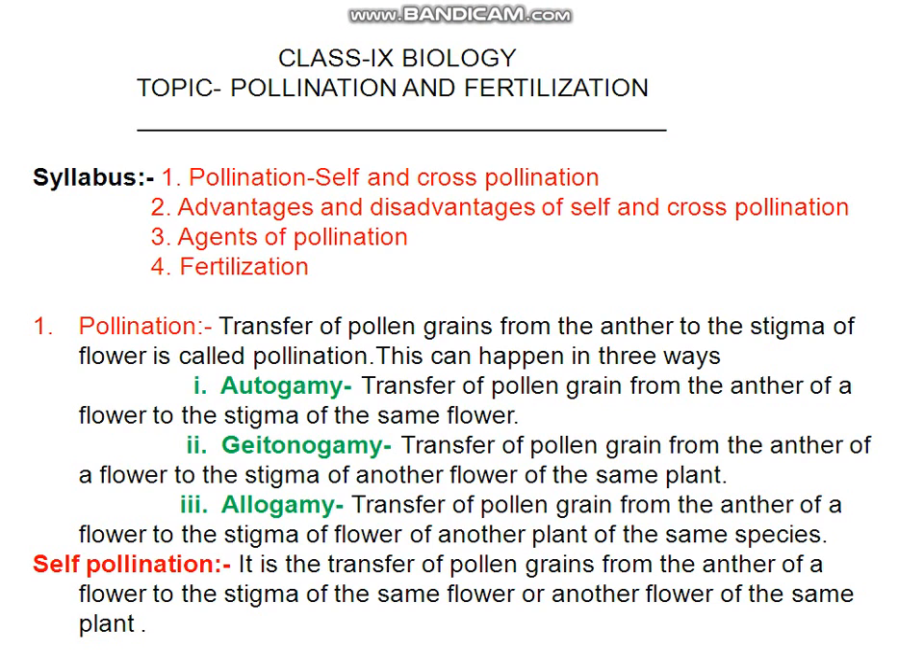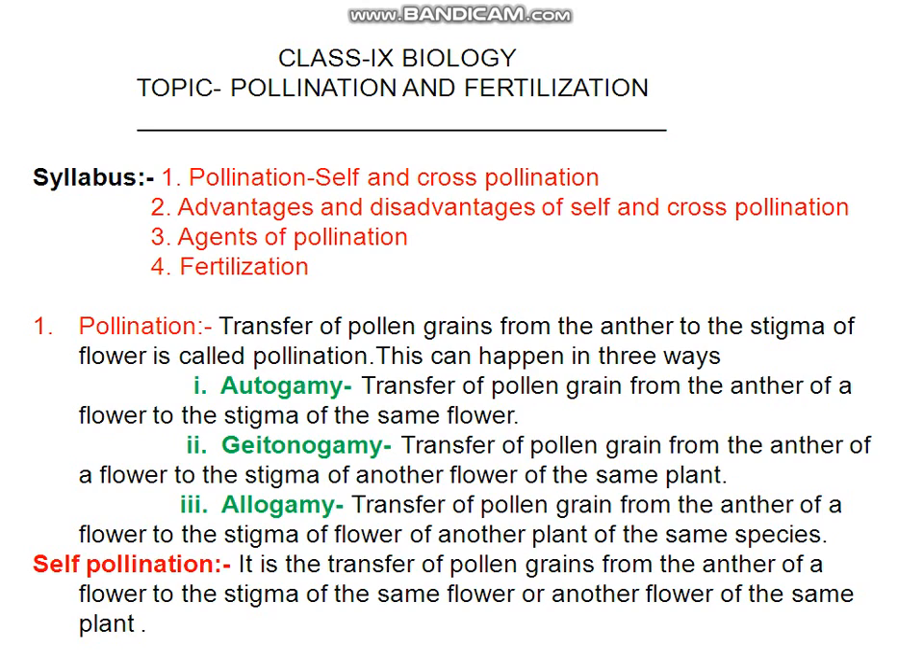Dear students, I am going to teach class 9 biology and the topic is pollination and fertilization. At first, you just go through the syllabus. Pollination, self-pollination and cross-pollination. What will you have to learn actually in this chapter? Definition of pollination, then types of pollination, that is self-pollination and cross-pollination. Then advantages and disadvantages of self and cross-pollination, then agents of pollination and fertilization.